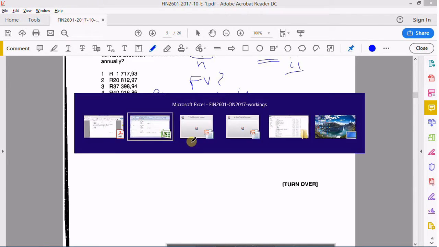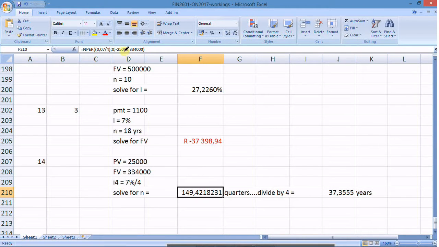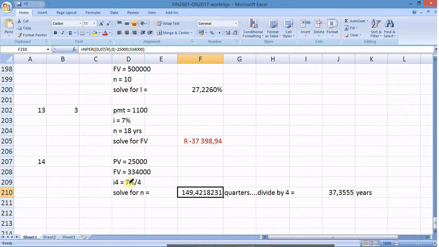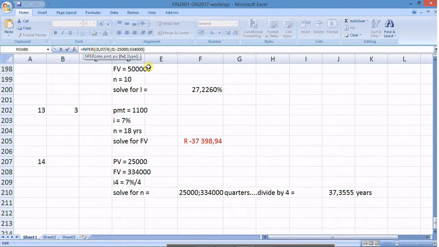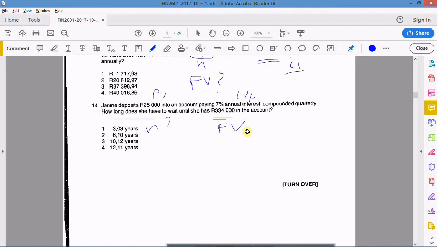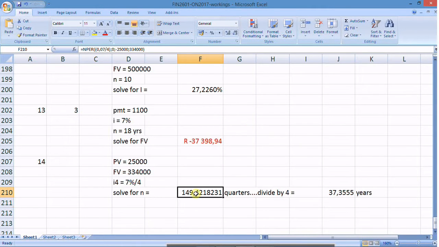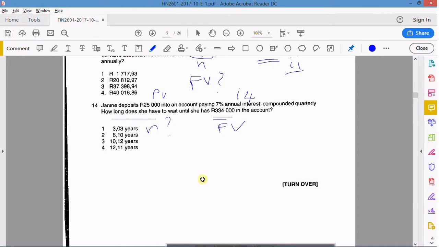Janine deposits 25,000. 25,000 is correct. Into an account paying 7% annual interest compounded quarterly. 7% divided by 4, yes. Okay, that's the rate. Payment, nothing. That's the PV. Oh, that's the FV. This one might have been a typo, because you don't get an option that's there. I get that it's quarters. If I divide by 4, I get 37.35 years. Just work it out again. Just double check.